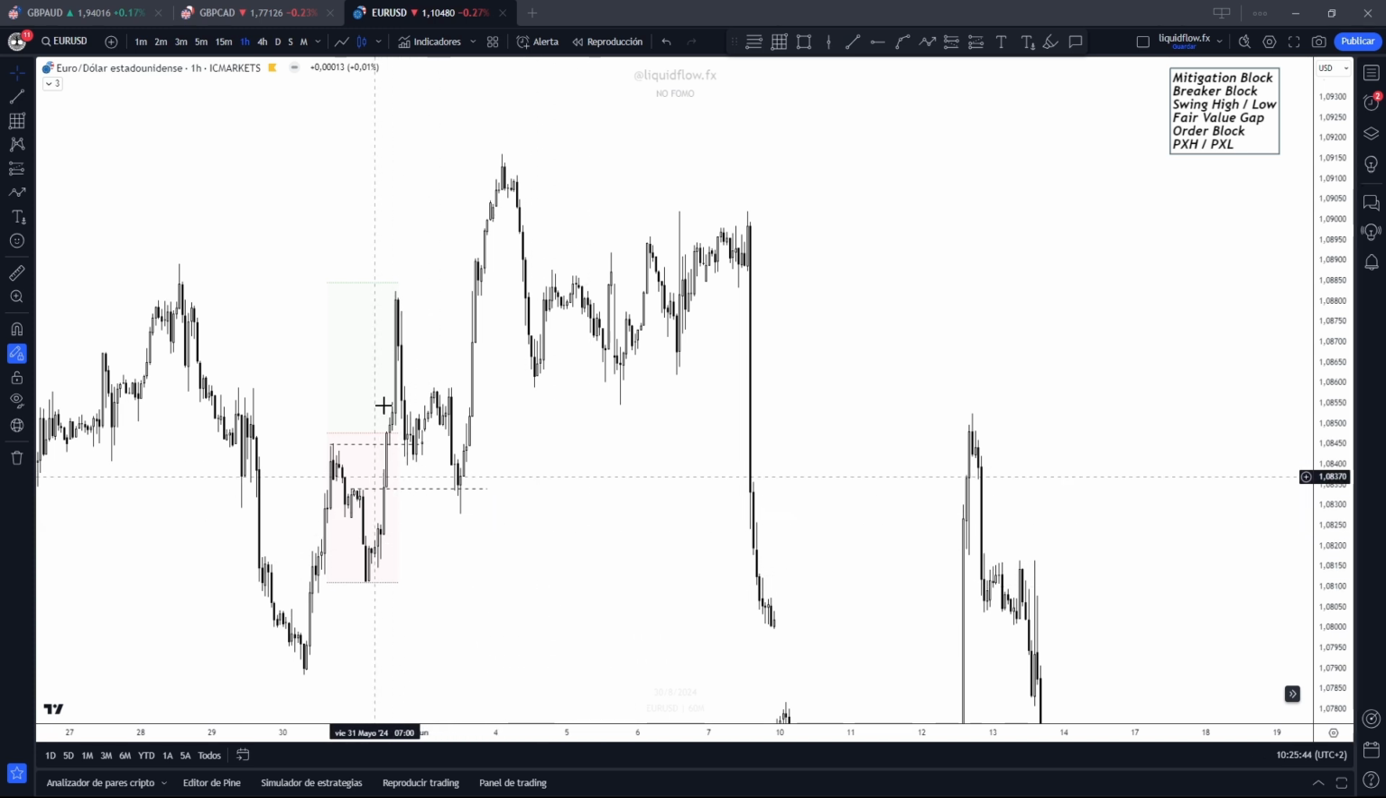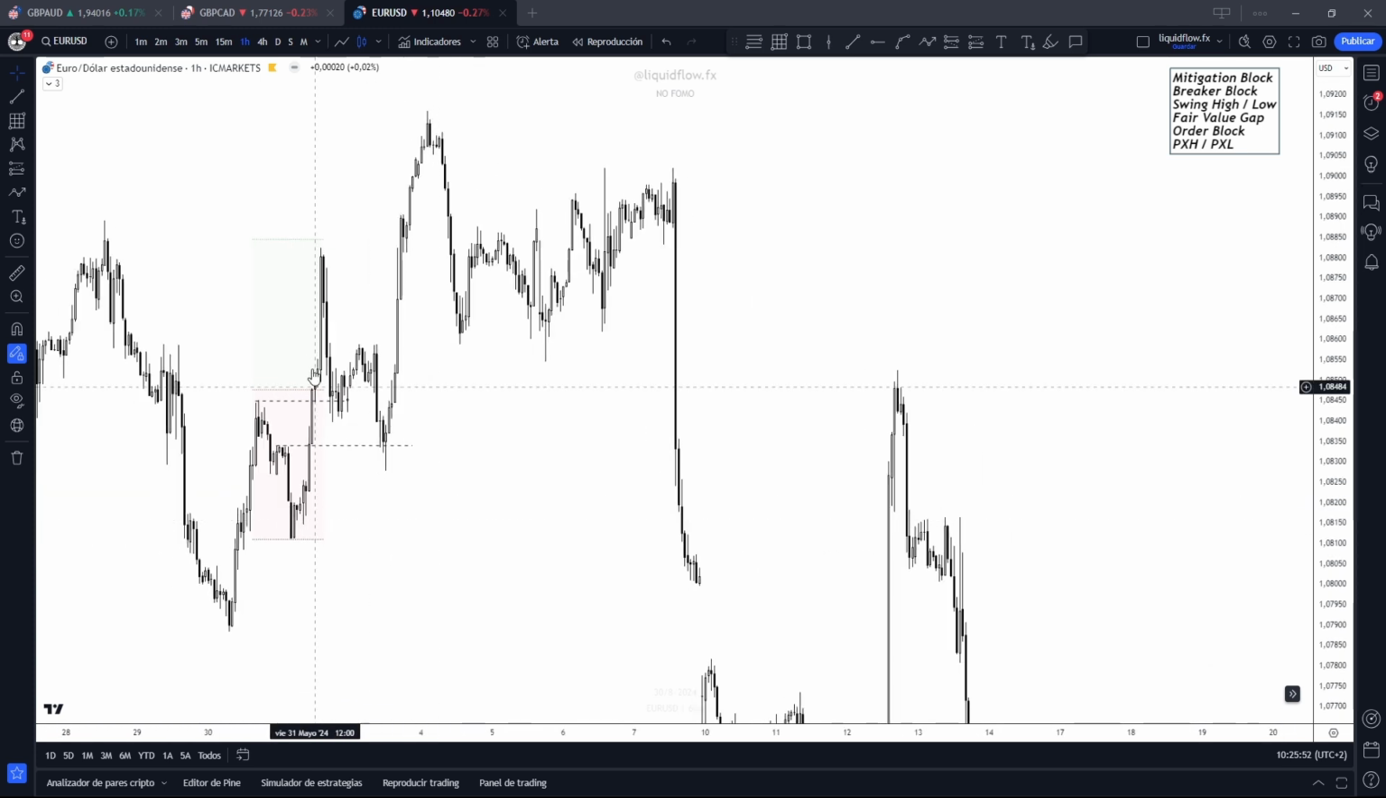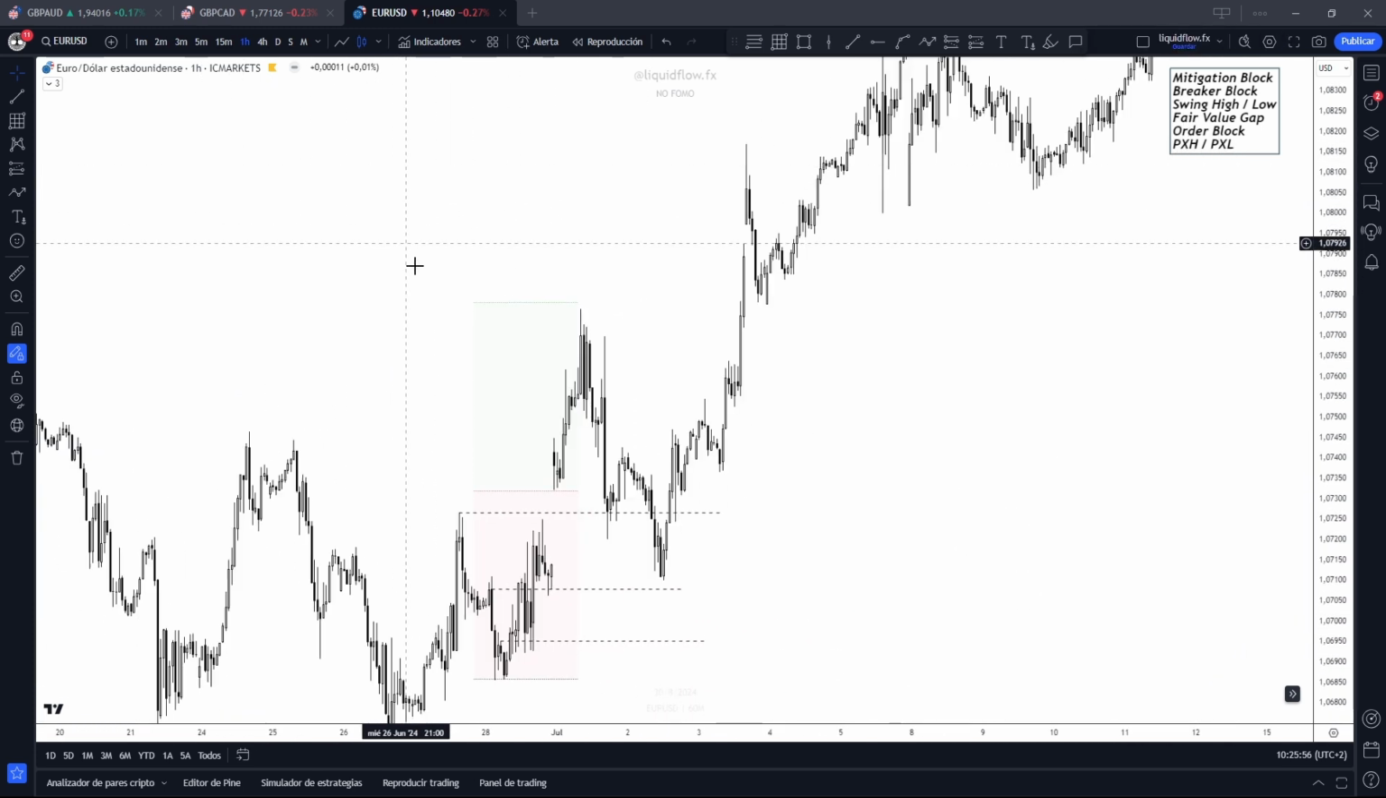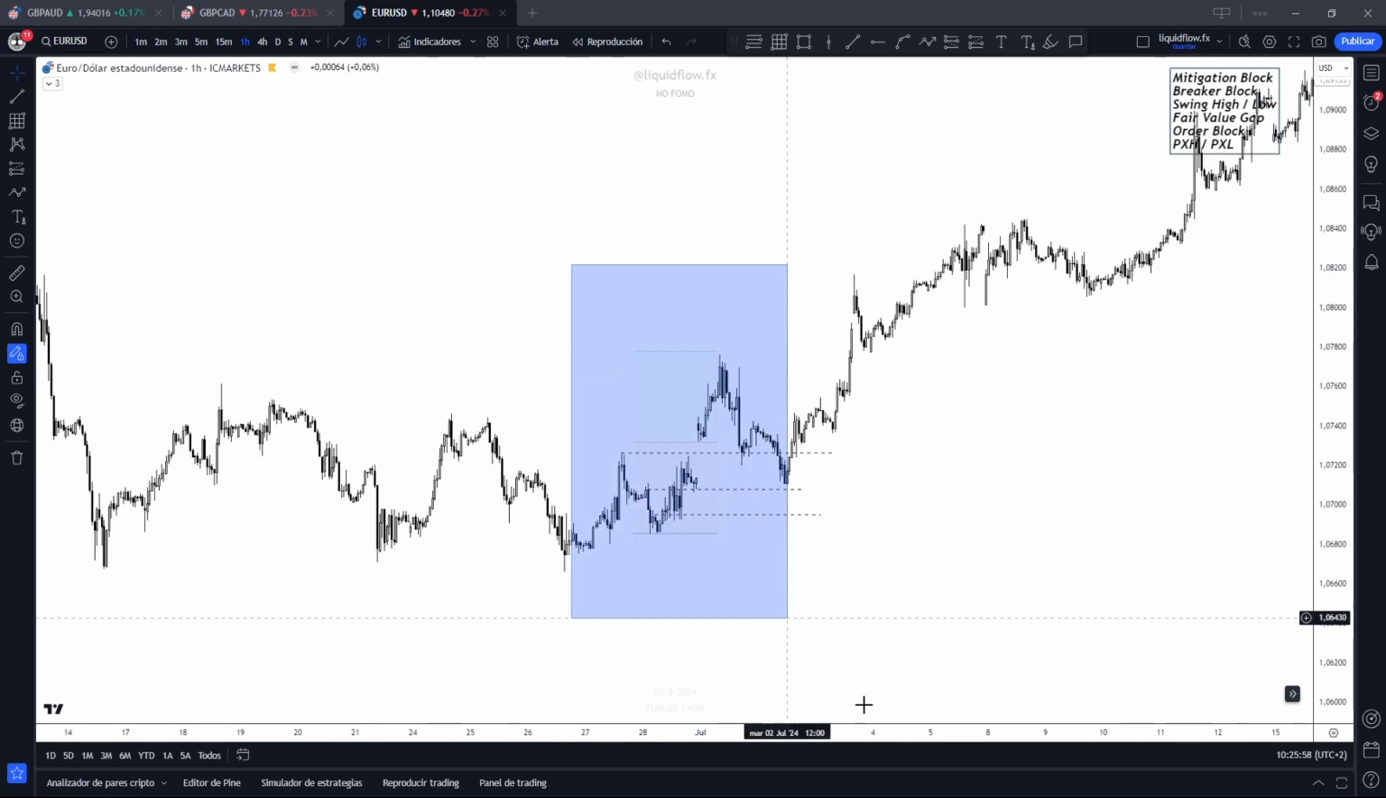So in those areas, we will find some kind of reaction. Why? Because those areas are also liquidity. Okay, let's go over more things inside of the PD array matrix.